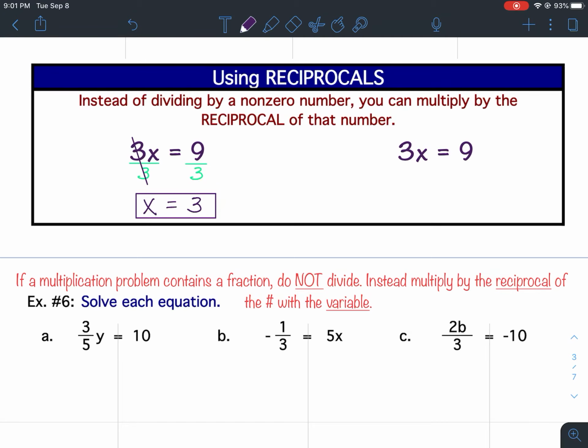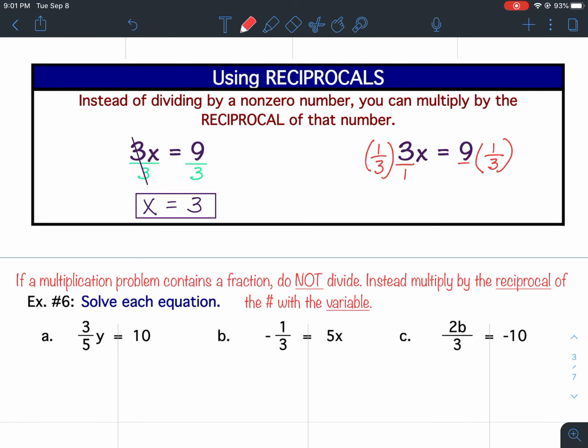Now I'm going to show you the same thing, but instead of dividing by 3, I'm going to multiply by the reciprocal. Well, the first thing I'm going to do is put my 3/1. And now I take the reciprocal of 3/1, and I get 1/3. So instead of dividing, I'm going to multiply by the reciprocal. Multiply both sides by 1/3.